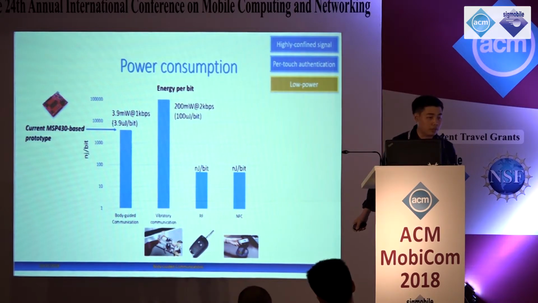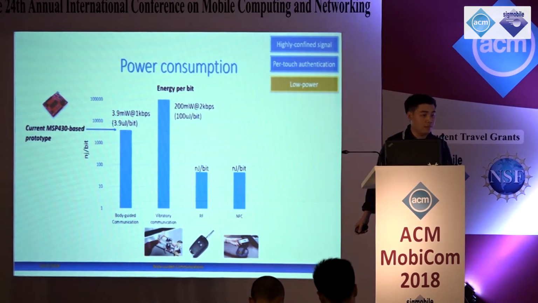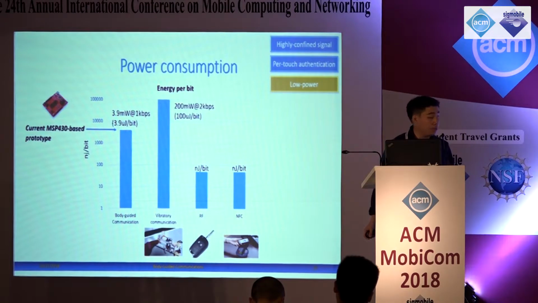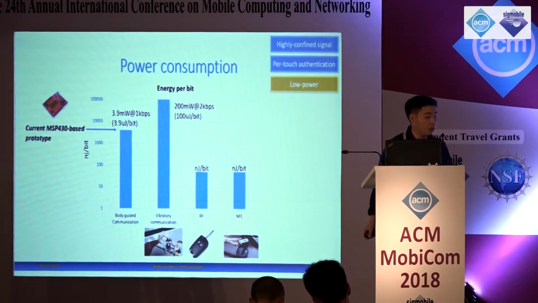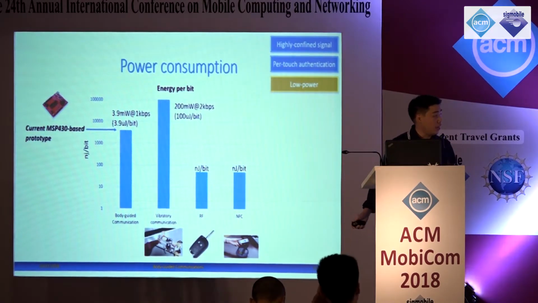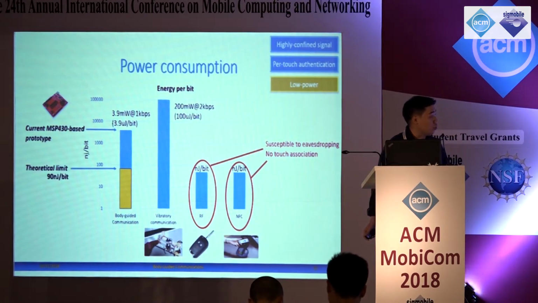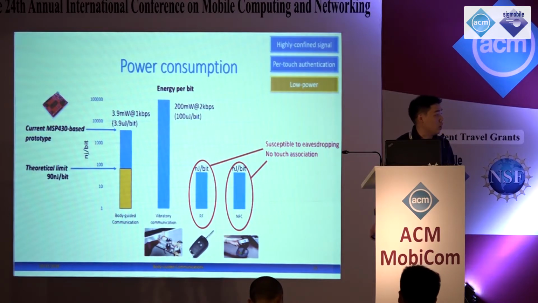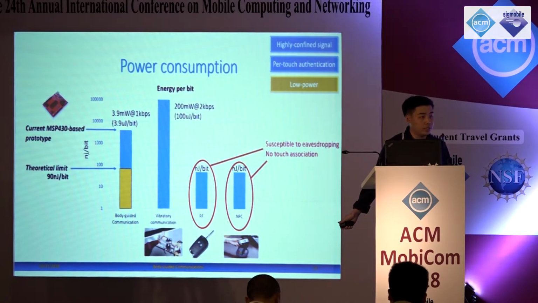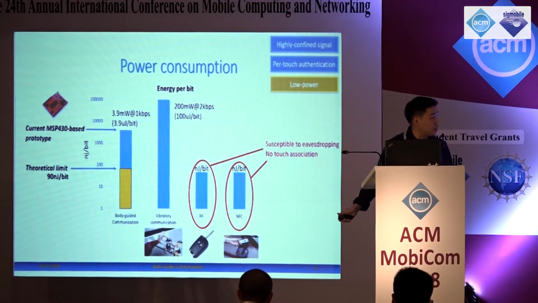The last advantage is that this method has low power consumption. Our method is able to achieve 3.9 microjoules per bit, which is 2 orders of magnitude lower than vibratory communication. RF and NFC have lower power consumption, but they are susceptible to eavesdropping, and are unable to associate the touch. We also mention in the paper that the theoretical limit of our technique is 90 nanojoules per bit.